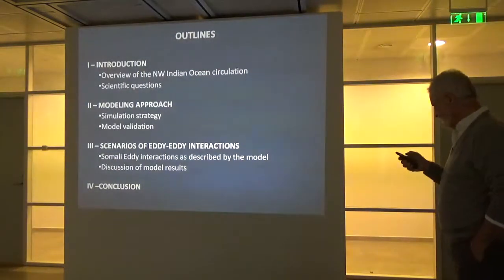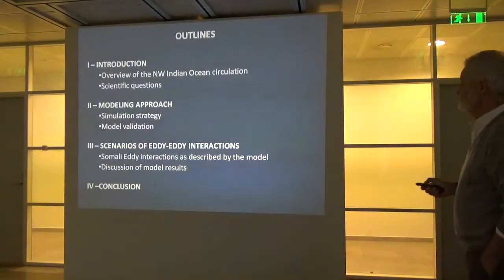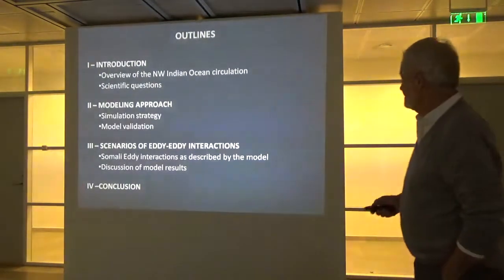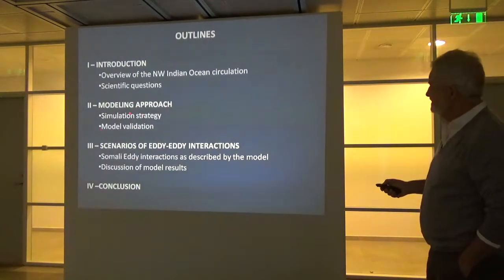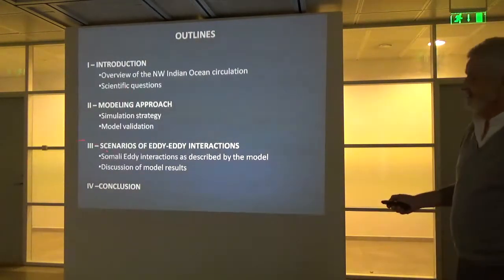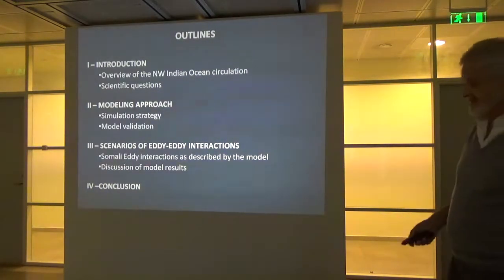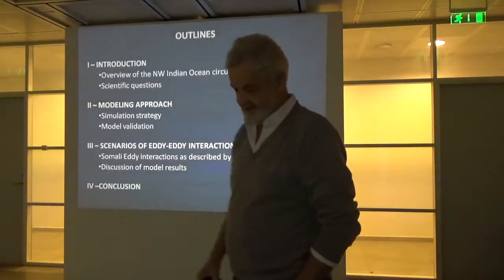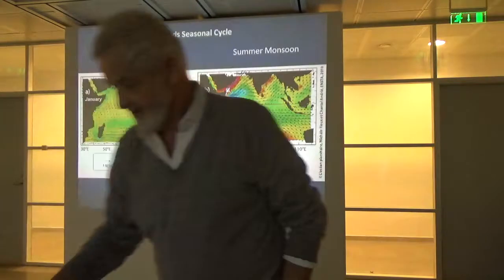So the outline of my presentation: I will of course start by introducing the scientific question we want to address, and for that we'll start with an overview of the Indian Ocean circulation during the summer monsoon. Then I will describe how we set up models and the model strategy to address the questions above. And then we'll get into the main results. We're going to look at the various scenarios of eddy-eddy interaction in this region. We'll first look at how the model describes the Somali Current eddies, and then we'll discuss model results. I will have some conclusions to discuss. So let's start with the overview of the Indian Ocean.